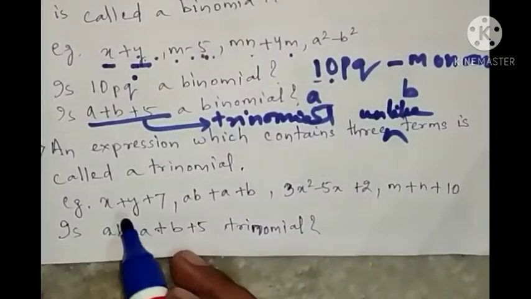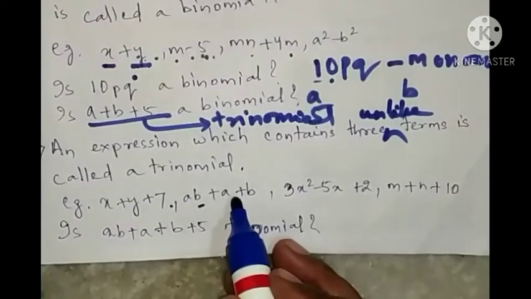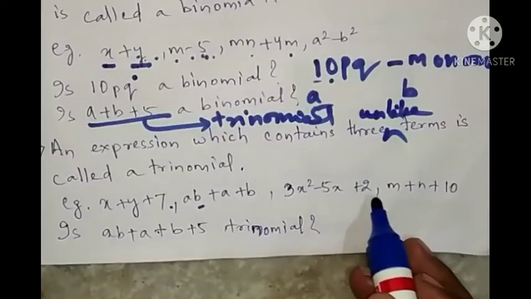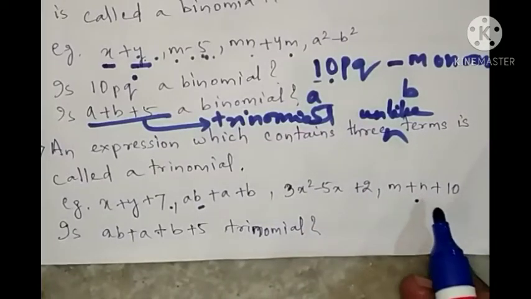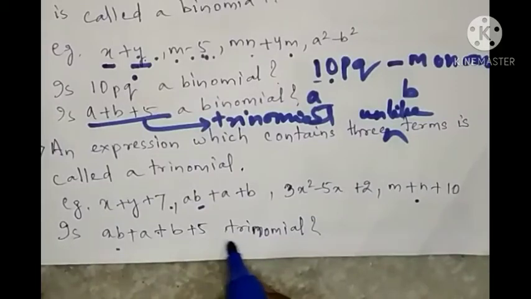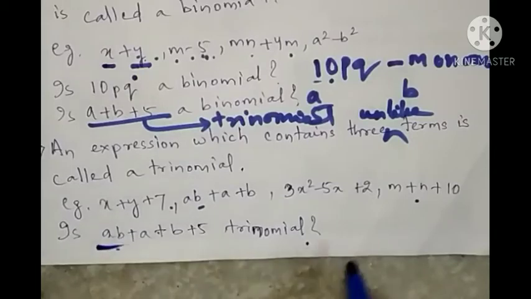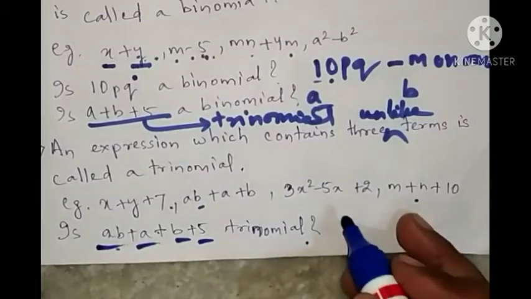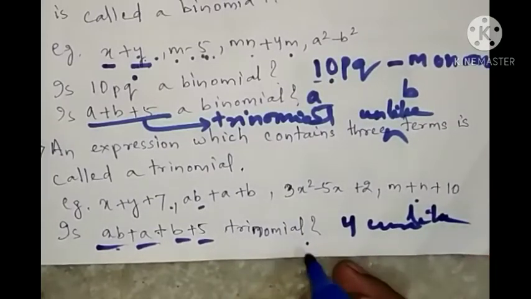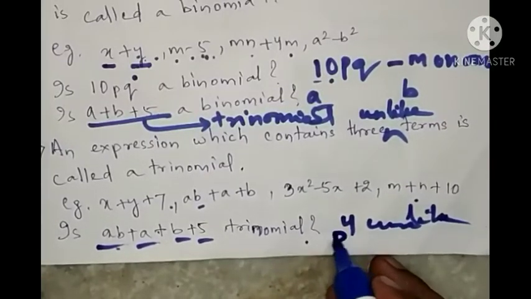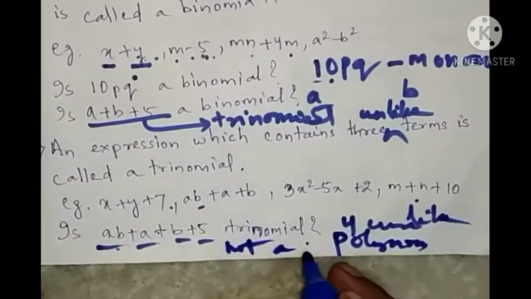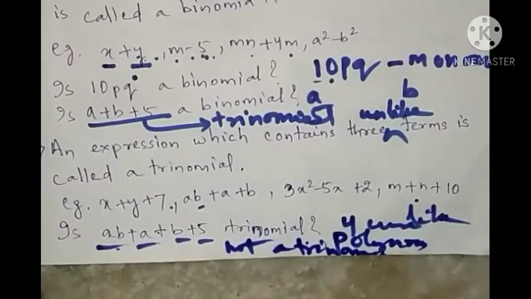Look here: x plus y plus 7, ab plus a plus b, different unlike terms, three unlike terms. 3x square minus 5x plus 2. m plus n plus 10. So these are trinomials. Now look here. Is ab plus a plus b plus 5 a trinomial? Look here: ab, a, b, 5. Means here four unlike terms are there. So that's why this is a polynomial. This is not a trinomial. Okay.